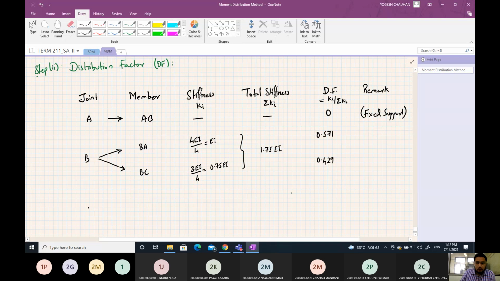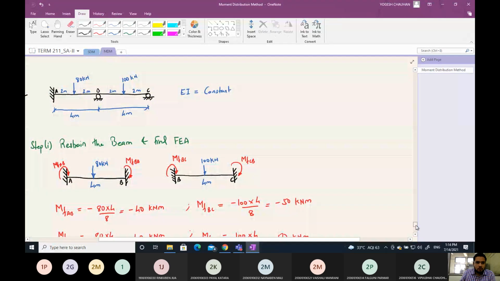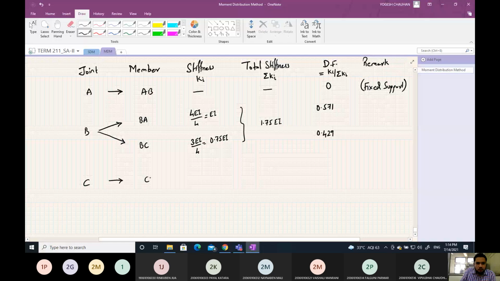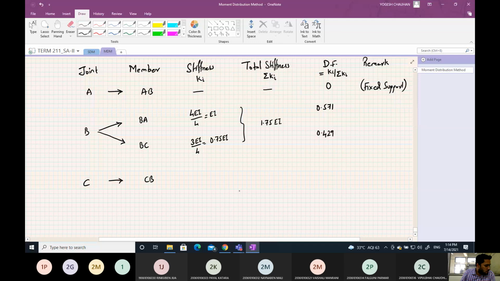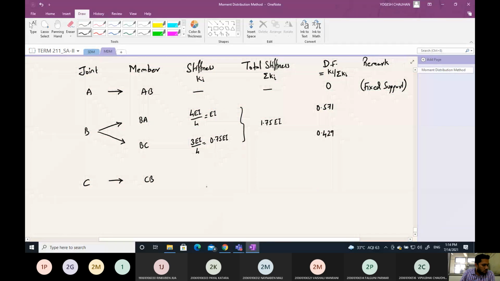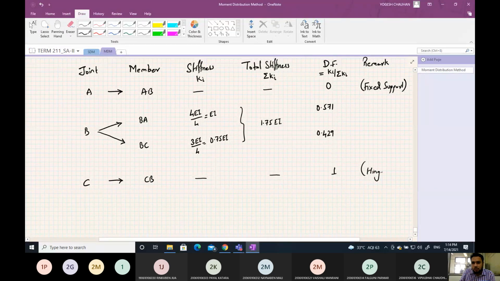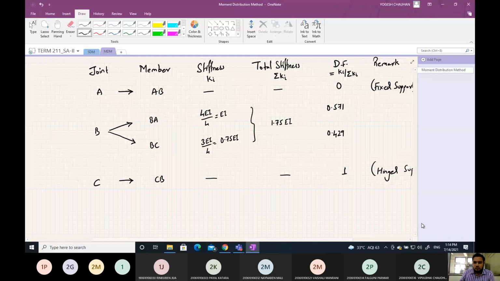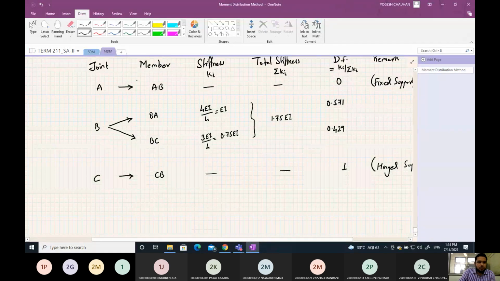Then at C, it is connected to member CB. Here this time it will be 1 because it is a hinge support. Okay, so we have the distribution factors. Now the next step is to distribute the moments.